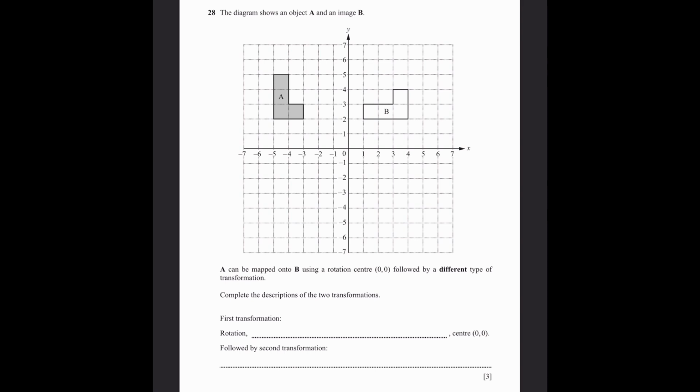Question 28. The diagram shows an object A and an image B. A can be mapped onto B using a rotation with center 0, 0, the origin right there, followed by a different type of transformation. Complete the description of the two transformations. First transformation, rotation, blank degrees, and which direction, anti-clockwise or clockwise. And then the center is 0, 0, as we already know. And then the second transformation, we need to write the full description.